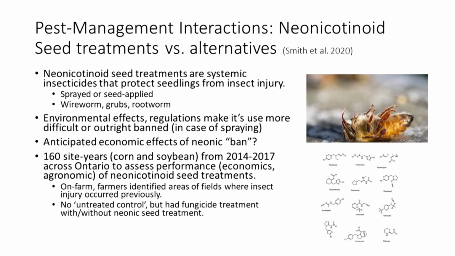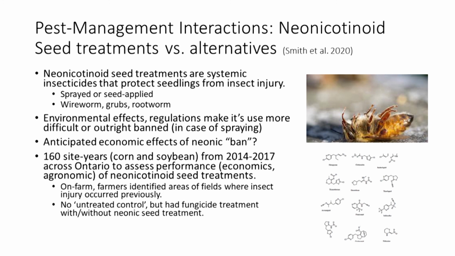So the Ontario government, well, I don't want to say recently, it's been quite a while now, but the Canadian Ontario government have made it more difficult to use neonicotinoids or just outright ban them in some crops where they're sprayed. With seed treatments in a crop like corn or soybean, it's a little bit more difficult to do, but it can still be done. You just need some exemptions and training, etc. So there was a study done starting in 2014.